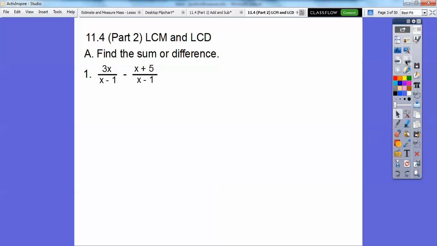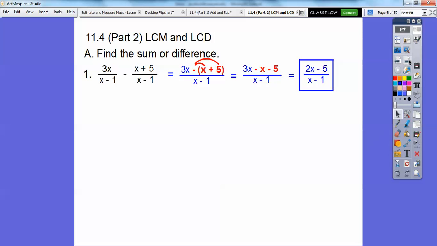So now we just have to combine the numerators. This minus means minus this whole numerator over here. So it's going to be minus x and then minus 5 right there. Distribute the negative through and we get minus x minus 5, so 3x minus x is going to be 2x. 2x minus 5 over x minus 1.